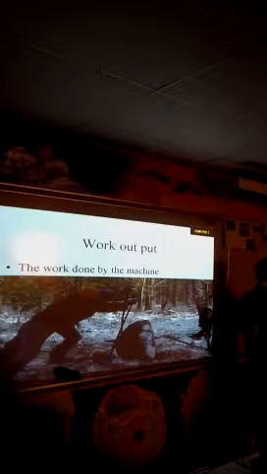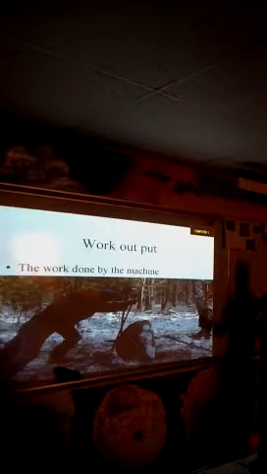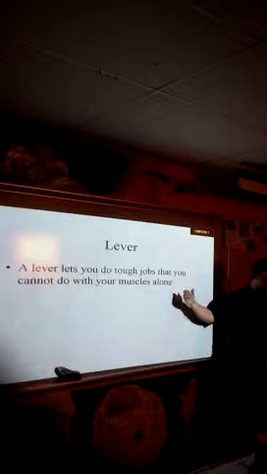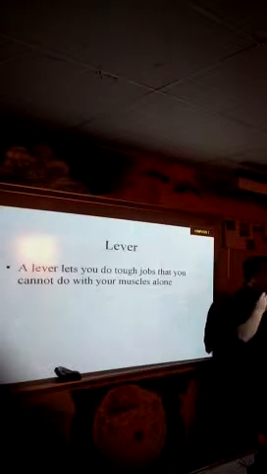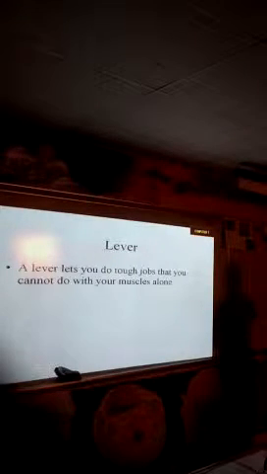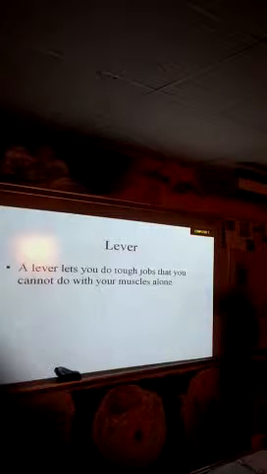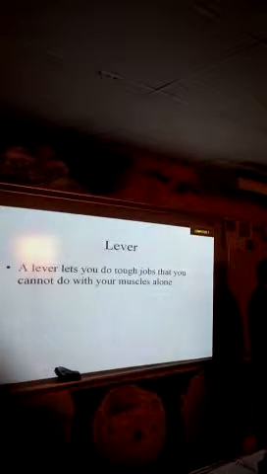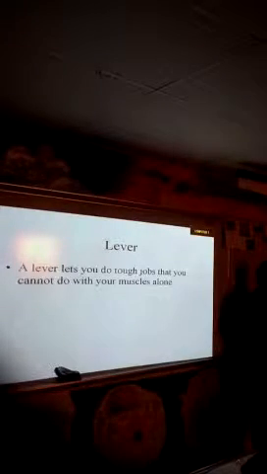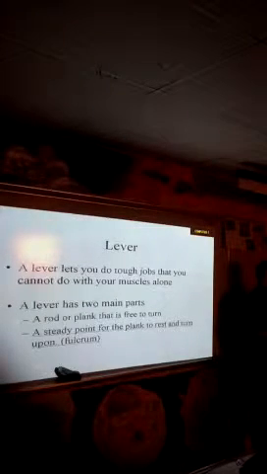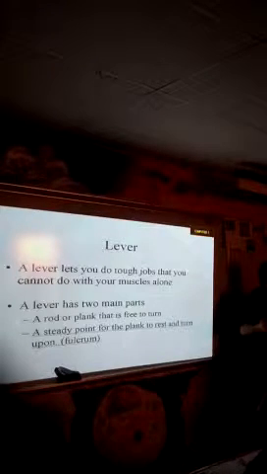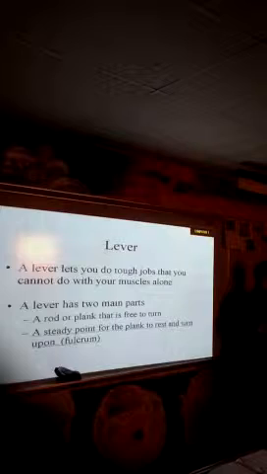Now we're going to look at how the work input and work output work against and with each other. A lever lets you do tough jobs that you cannot do. What are the 2 main components of a lever? There's a stick, whether it be a rod or a plank, and a fulcrum. So a lever has 2 main parts, a rod or a plank, and a fulcrum, a stationary pivot point on which it moves.